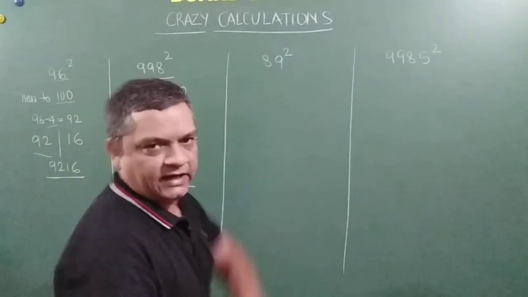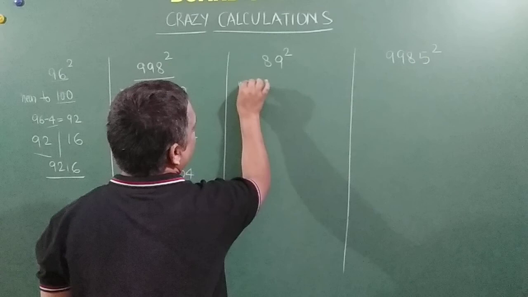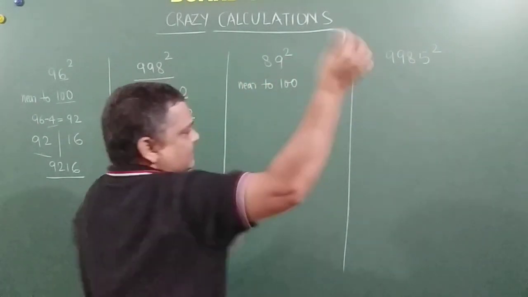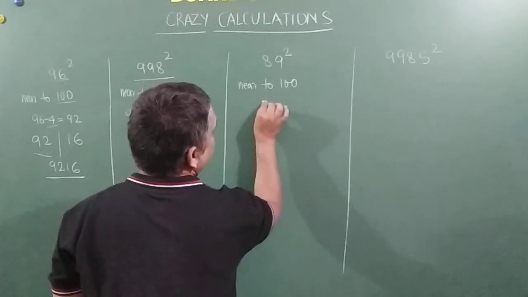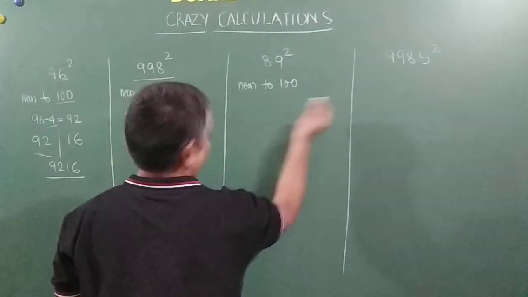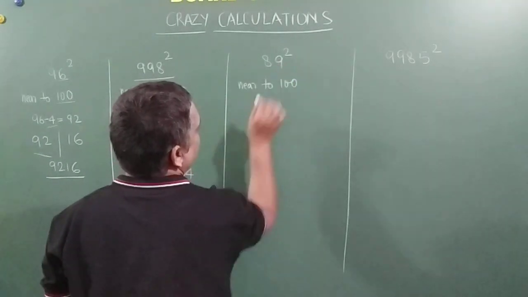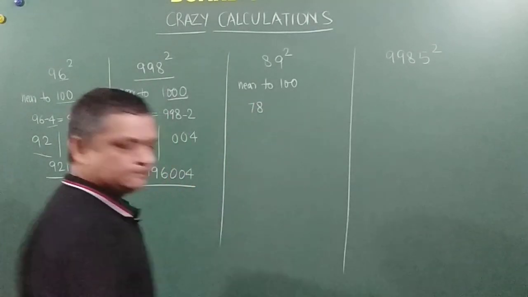Let us do 89. Now 89 is near to 100, slightly lesser than 100. So how much less? This is 100 minus 11, right, friends? So I will subtract 11 from this, that becomes 78.